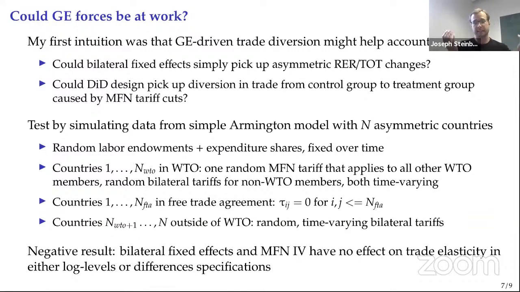What you find is that bilateral fixed effects do nothing. This MFN IV does nothing. And this is probably not that surprising, but the point of this is simply to say, we need to understand what the economics behind these results are. I think that's really important.